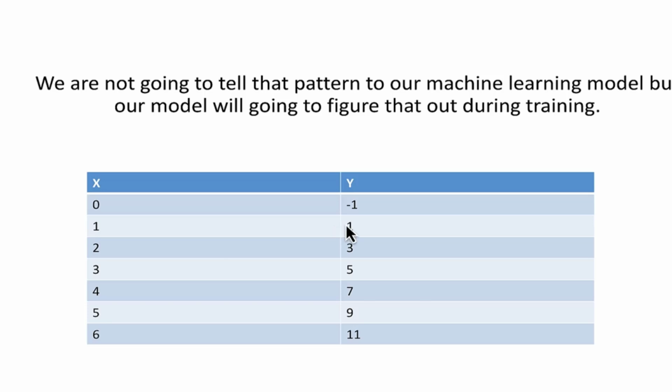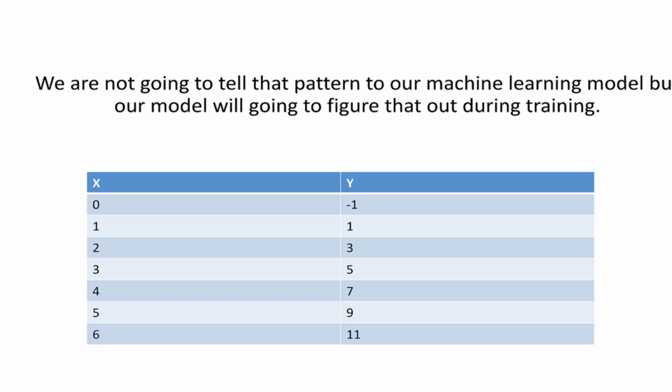So for training our model, we are going to take this dataset and pass it to our machine learning algorithm. Now our machine learning algorithm will find that pattern and we will get our trained model. And now that model should be able to predict values based upon this pattern. Like if we pass 10 to our trained model, then our output should be close to 19, because that is the pattern inside our dataset and our trained model should be able to figure that out.